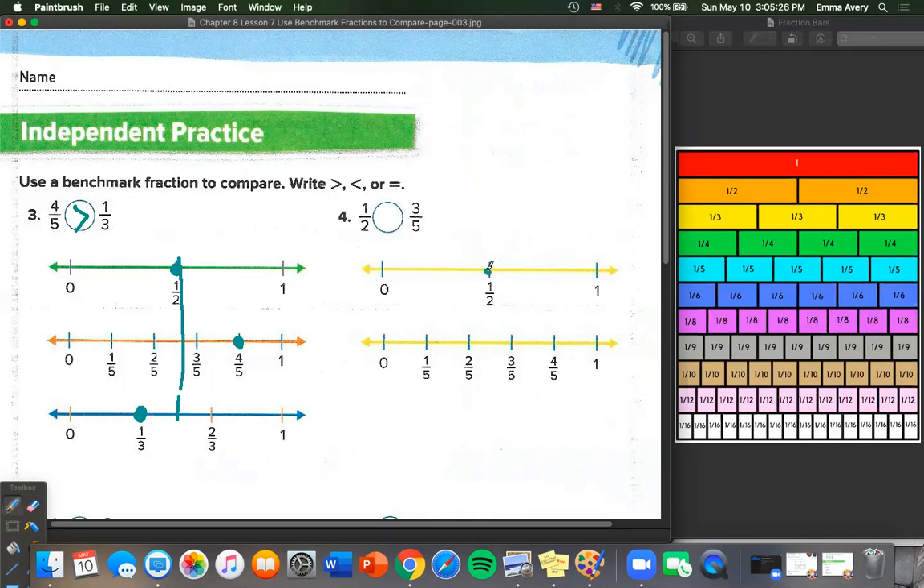Now we have 1/2 and 3/5. I drew 4/5. There we go, 3/5. So which one is bigger? 3/5 is slightly bigger than 1/2.